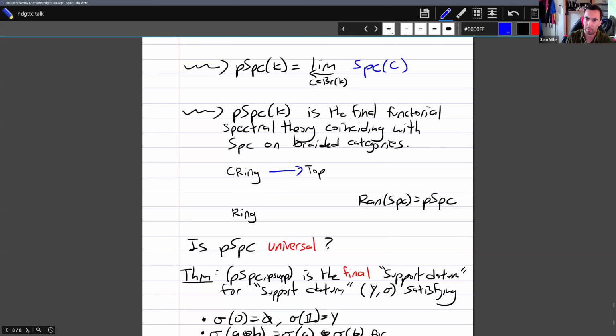And so actually, a little more formally, what this is saying is that P spec is the right Kan extension of spec, sort of along this inclusion from, oh my God, not commutative rings, from TT cat to MT cat, where this will be spec, this is just inclusion, and this will be P spec. And so P spec is universal in this sense.